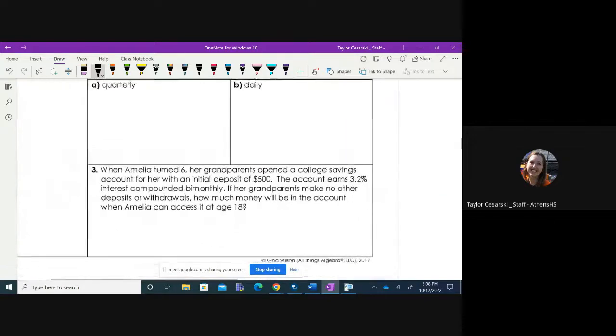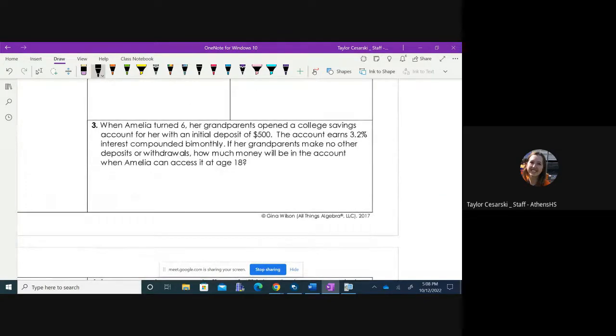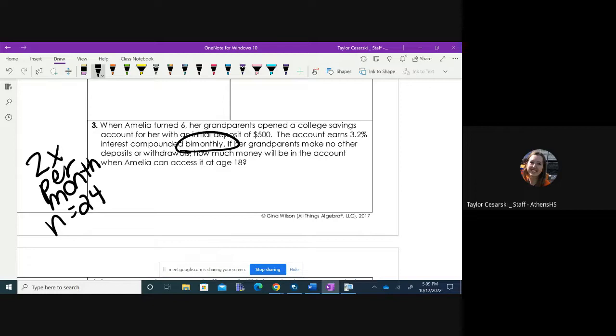I'm going to have you try numbers 2 and 3, but something to point out on number 3, this one says it's compounded bi-monthly. This has 2 different interpretations depending on who you ask. So I want you to go ahead and use that as 2 times per month. So think about if there were 12 months in a year and it happens twice a month, my n would equal 24. So bi-monthly could mean 2 times per month. It could mean every other month. We're going to use the definition 2 times per month, which should help you solve that.